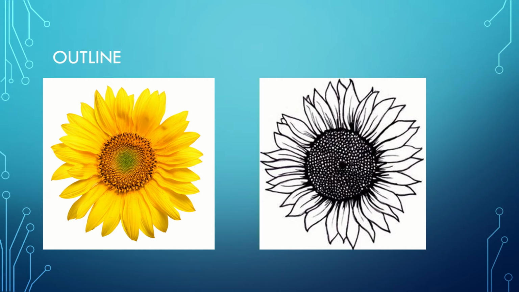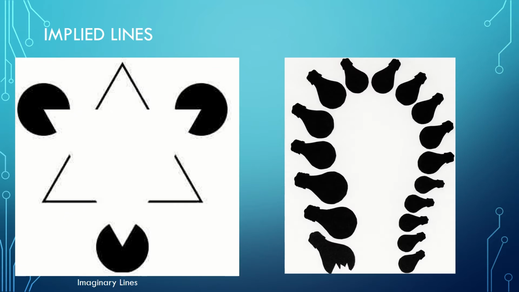So with line, you can see the difference. Outlines, you make 2-dimensional drawings, and when you add the other elements, you can turn that 2-dimensional outline drawing into a 3-dimensional drawing. Lines can be implied.